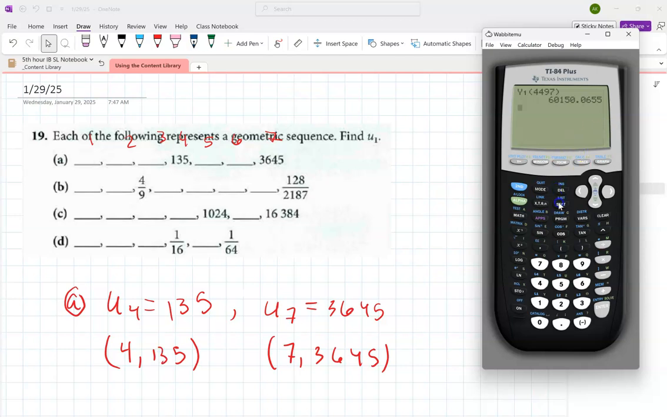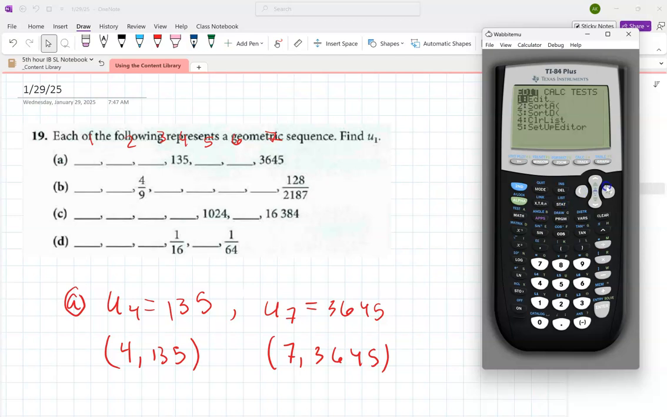And I'm going to do stat. From the edit tab, I'm going to pick the edit command. I'm going to clear myself a space in L1 and L2. And I'm just going to type the x coordinates into L1 and the corresponding y coordinates into L2. So far, so good. And remember that a geometric sequence, which is what this is asking for, is the same as an exponential equation.